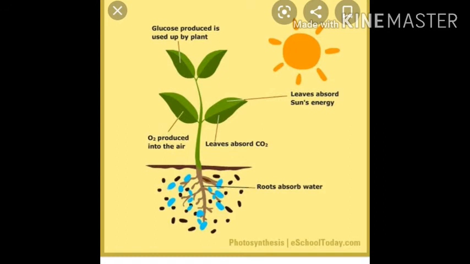The last important raw material is chlorophyll. Chlorophyll is a pigment present in the cells of leaves of green plants. It has the ability to absorb energy from the sunlight.